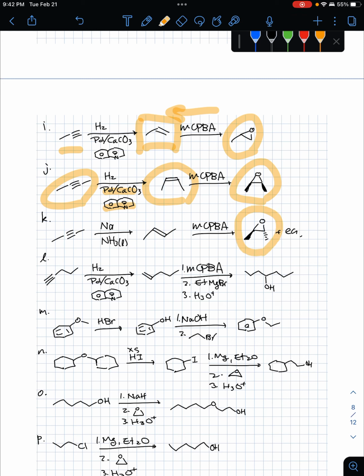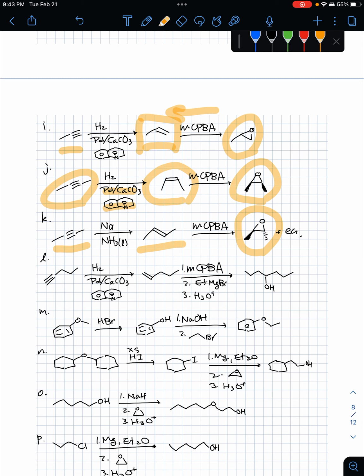The next problem, we have a trans epoxide stereochemistry. So that must be from a trans double bond, which you can make through a radical anion reduction using sodium in liquid ammonia from the alkyne. So that's that idea. Okay.